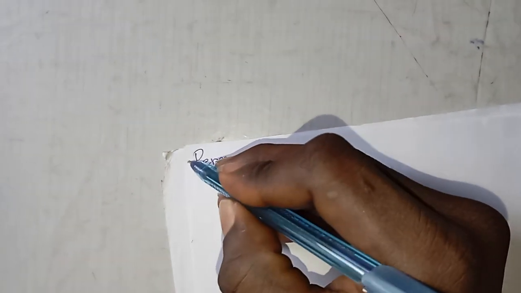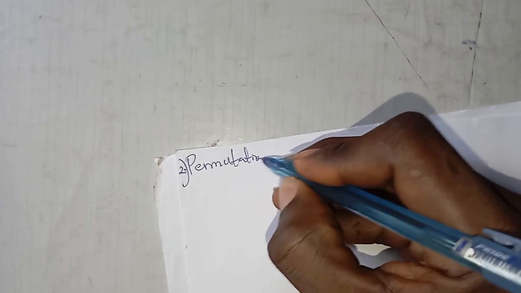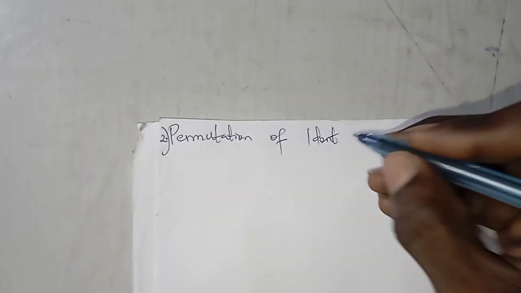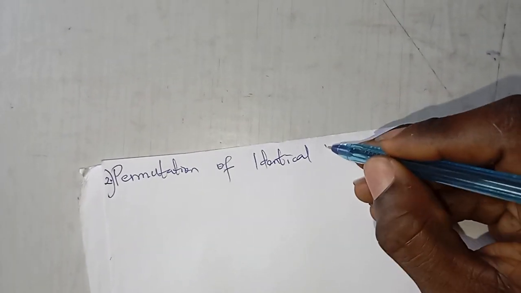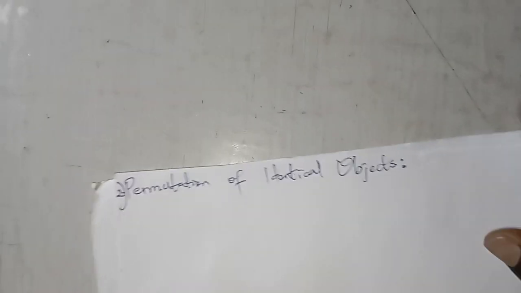Permutation, that is the second type. Permutation of identical objects. So I told you we have up to 8 major types of permutation. Some of you know just one, and those ones you know from secondary school, they taught it somehow.